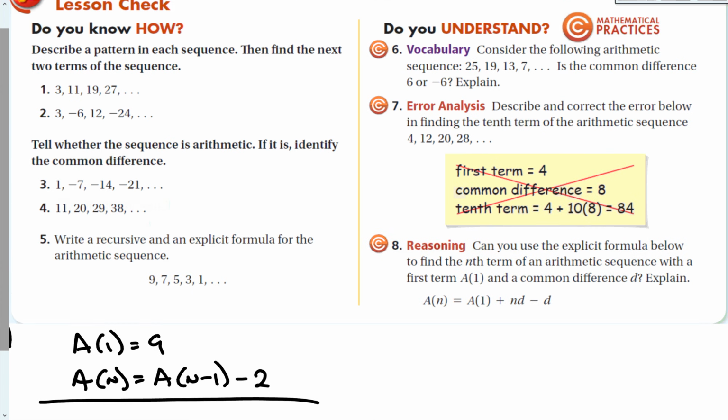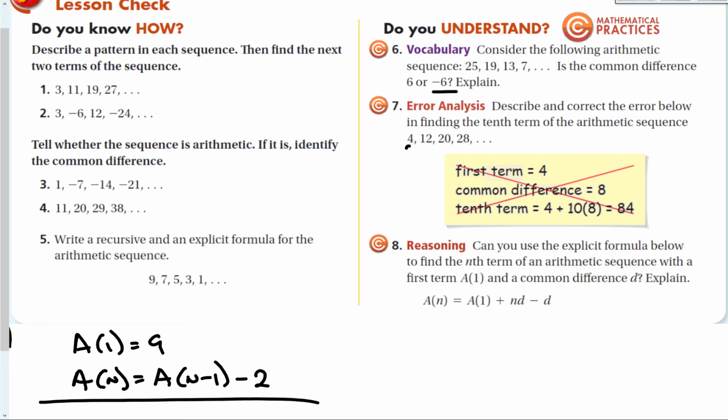Okay, vocabulary. Consider the following arithmetic sequence: 25, 19, 13, 7. Is the common difference 6 or -6? It is -6 because each one's going down by 6. Describe and correct the error below in finding the 10th term.